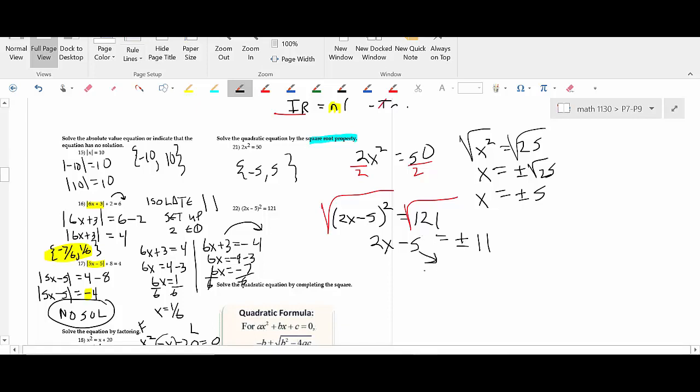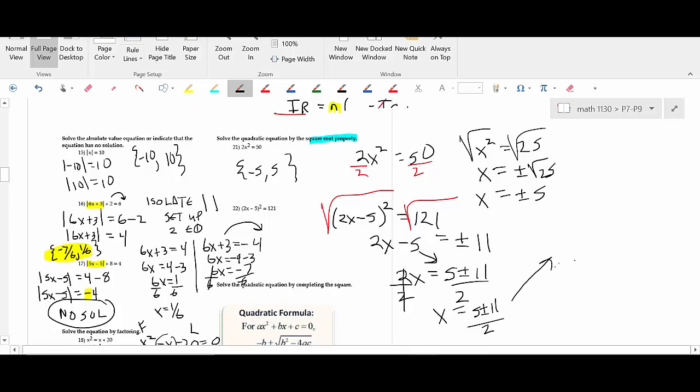When you move the 5, you would have 2x equals 5 plus or minus 11. It's good to put that in front of the 11, not on the other side. Then if you divide by 2, you're going to get x equals 5 plus or minus 11 over 2 like that. Now you want to work that out because you're going to get 2 answers. Don't stop there. You want to go ahead and finish it.